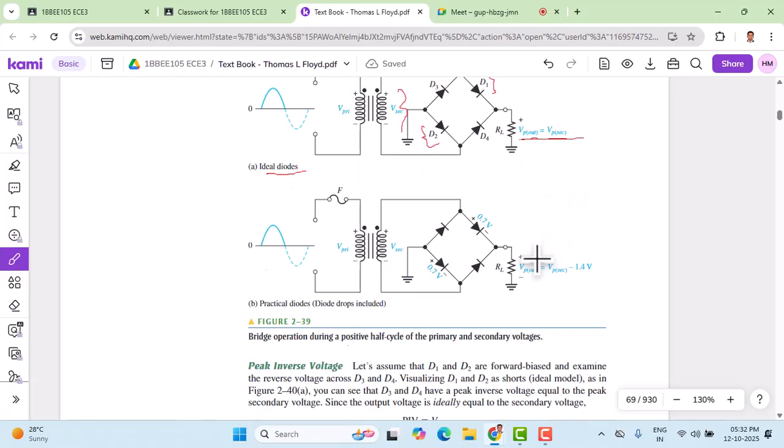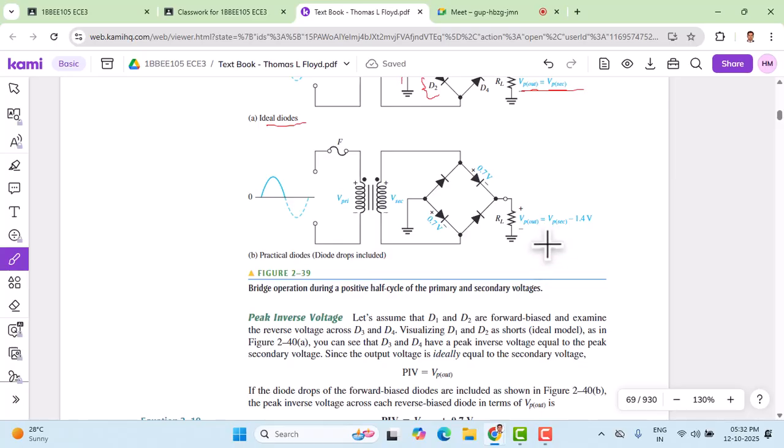Next, when we consider practical diodes, 0.7 volt has to be considered across each diode. As you can see here, this is for the positive half cycle. Therefore, the formula no longer remains Vp out equal to Vp sec. The formula changes now. The peak output voltage is equal to the secondary peak voltage minus 1.4 volts. As I mentioned already, two diodes come into conduction, so 1.4 volts should be subtracted from the peak secondary voltage.